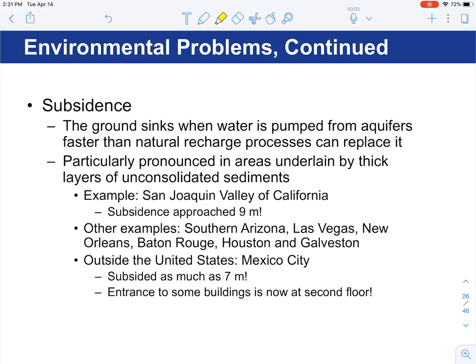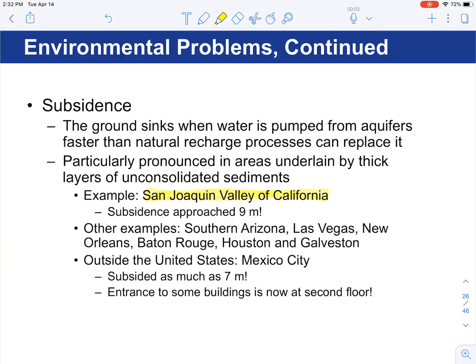For example, in Central California, this is kind of scary. The aquifer there that's used primarily for irrigation in wine country has caused the ground to subside about 9 meters, meaning like literally it's dropped the surface of the earth in California by 9 meters.